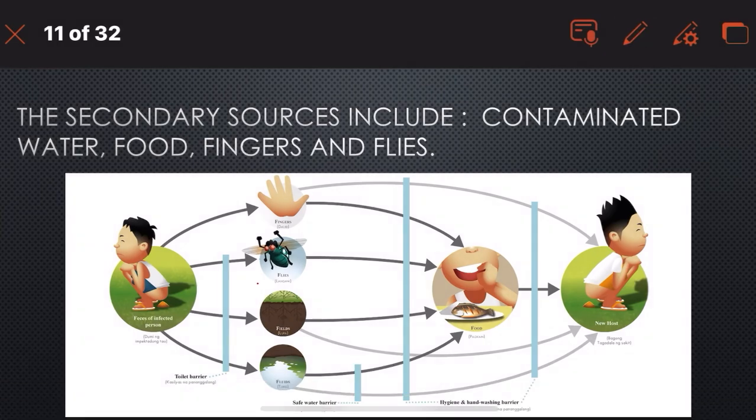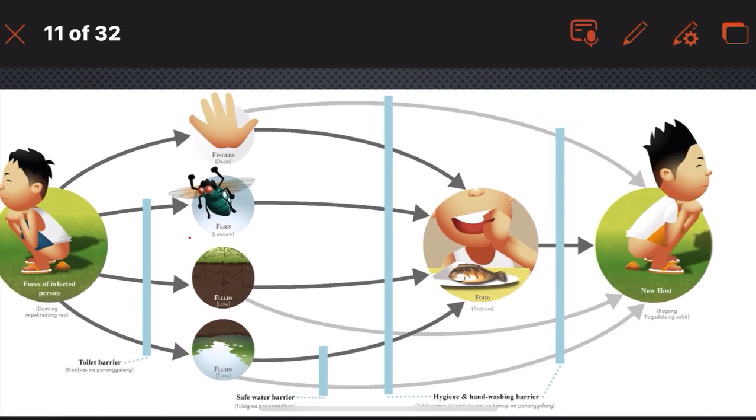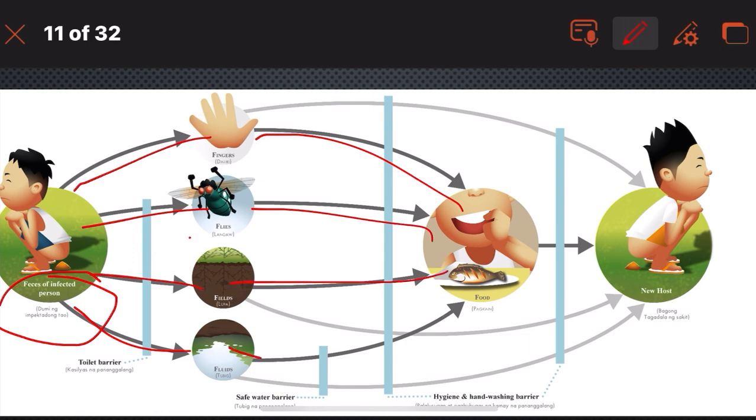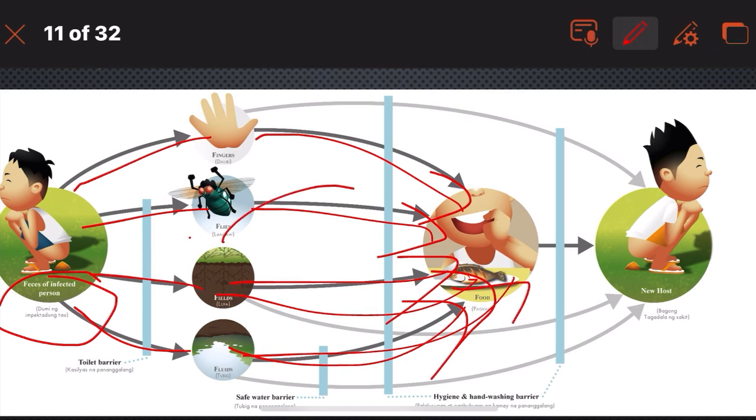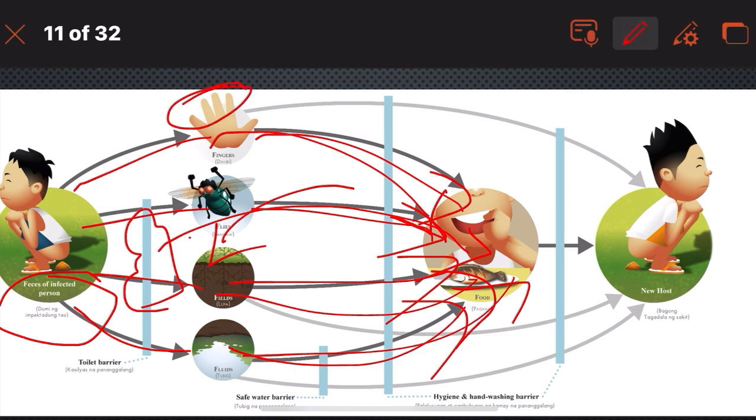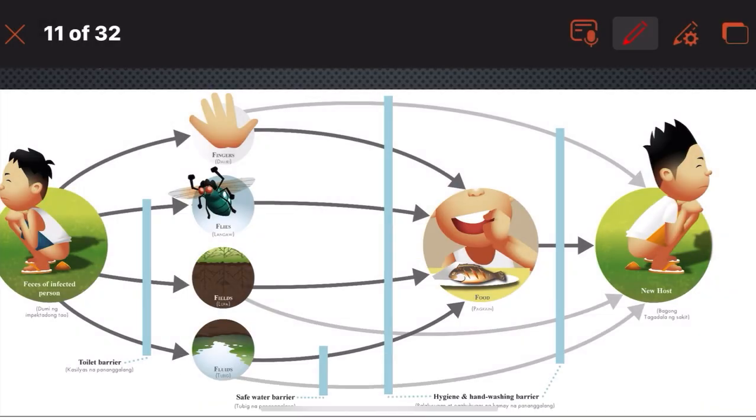Now you can see here, let's zoom in. From the feces of an infected person, this can get transmitted through the fingers, through the flies, through the fields and fluids, that is water, and be ingested with the food. From the soil, the food, from the water, the food. And the flies, when they sit on the stools and then sit on the same food which we consume, and the unwashed hands and fingers contaminated with the feces, when ingested, again can lead to a new host being affected.